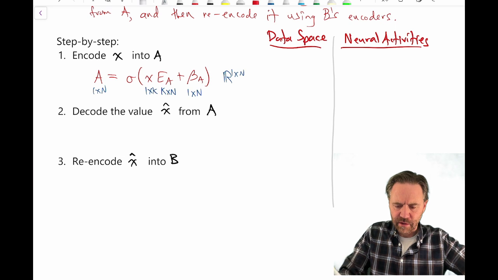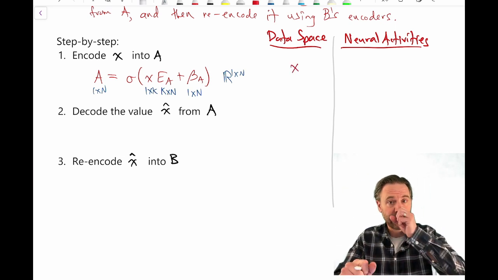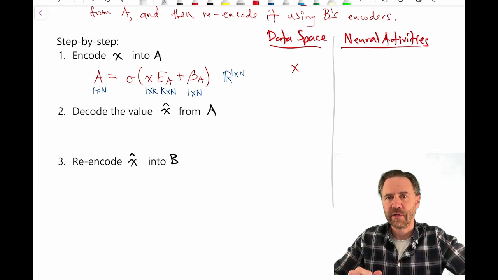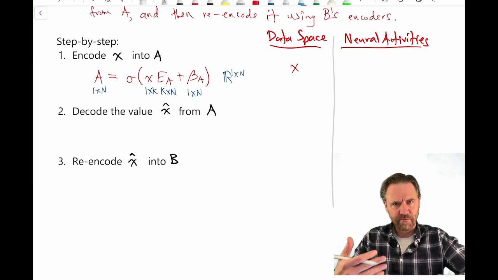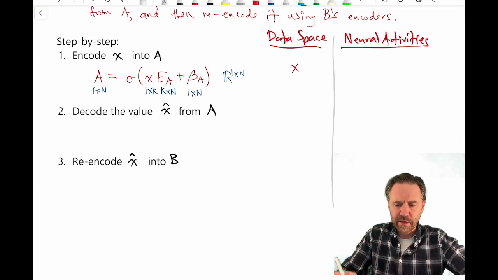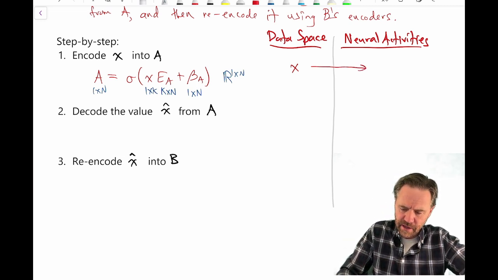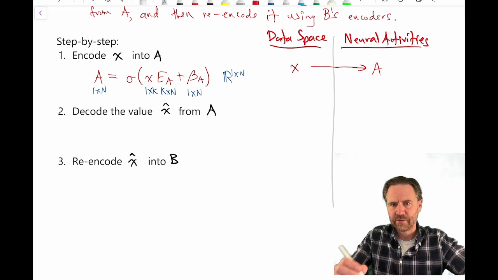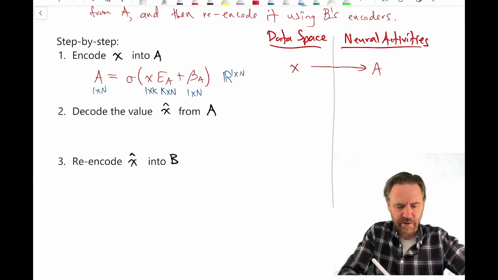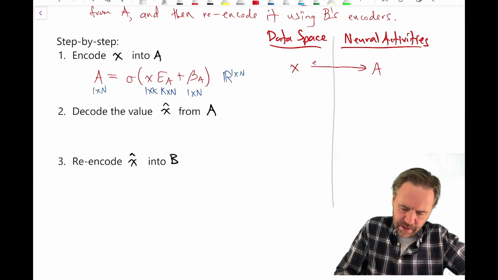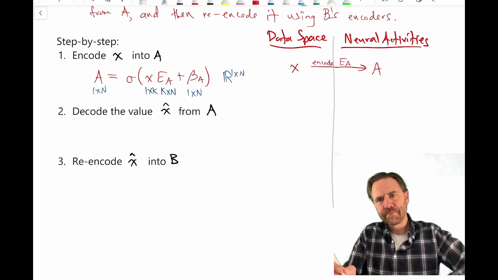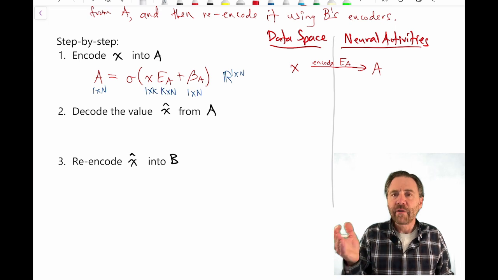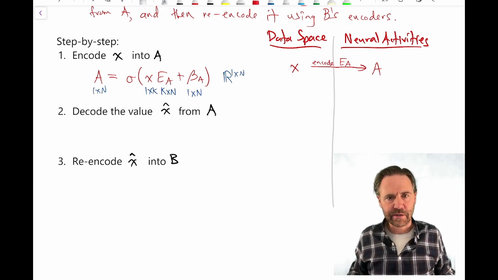So over here, X is in our data space. It's kind of like our imagined data, right? It's the more abstract version of the processing we're doing. Of course, that vector gets encoded into neural activities, A. I'll call the vector of activities A, as I did over here. So encode using the weights EA. Great. So we've gone from data space into the neural activity space.